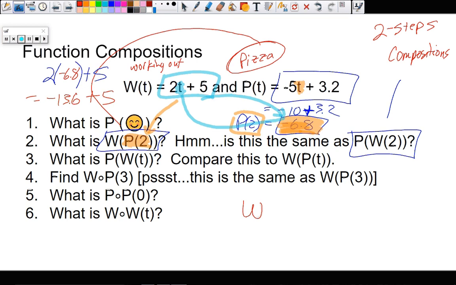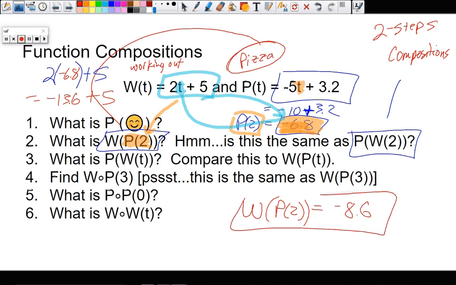So W of P of 2 ended up becoming at the very end a negative 8.6. It was a two-step process where I grabbed a 2, I plugged it into P. Whatever you got as an output, you ended up throwing it into W as W's input to see what the answer was. And in this case, it's negative 8.6. Quickly, we're going to do the other way around. We're going to do P of W of 2. Okay? So just remember that negative 8.6.